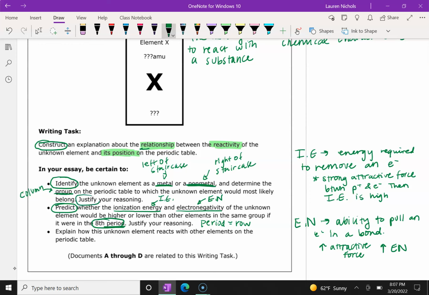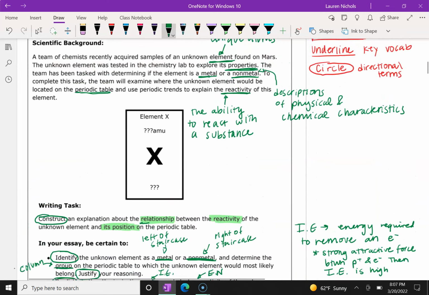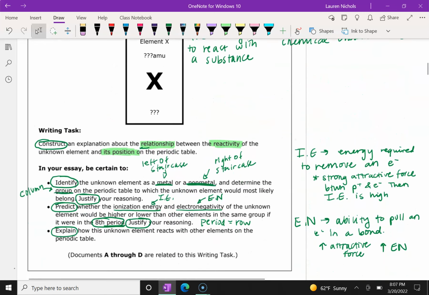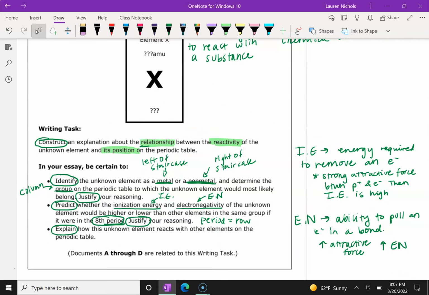Also they're telling us to justify. I forgot to circle that. Okay, and then they ask us to explain how this unknown element reacts with other elements on the periodic table. Okay, so just by underlining my vocabulary word and jotting down the definitions of things that I know, I can really have a good jump on my essay.